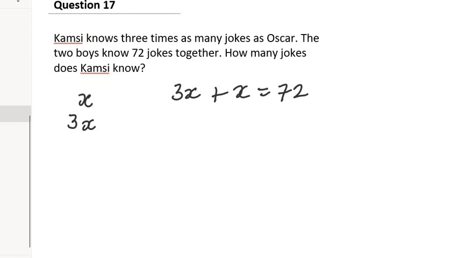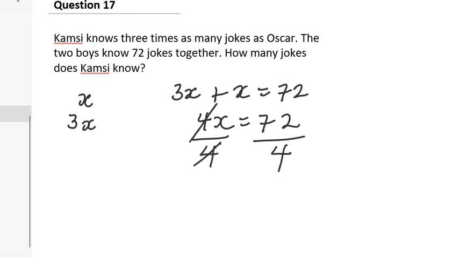Let's solve for X. 3X plus X will give me 4X equals 72. To get the value of X, divide both sides by 4. 4 cancels 4. 4 into 7, 1 remainder 3. 4 into 32 will give me 8. Right? So X equals 8.